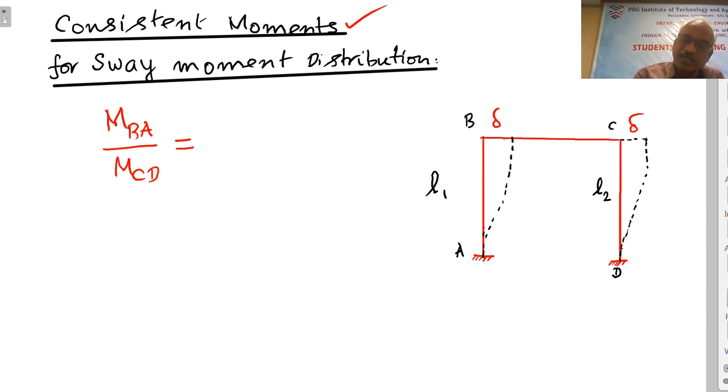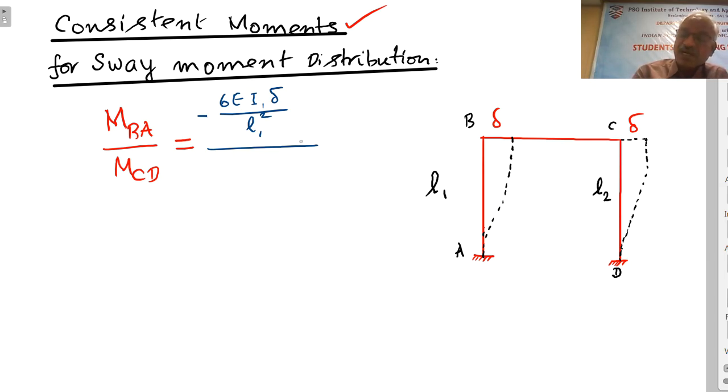Yes. Now A is fixed. Therefore, for the member AB, it is 6EI1 delta by L1 square, where L1 is LAB, right? 6EI delta by L square. And since the frame sways to the right, the value is minus. So this is for the column AB.